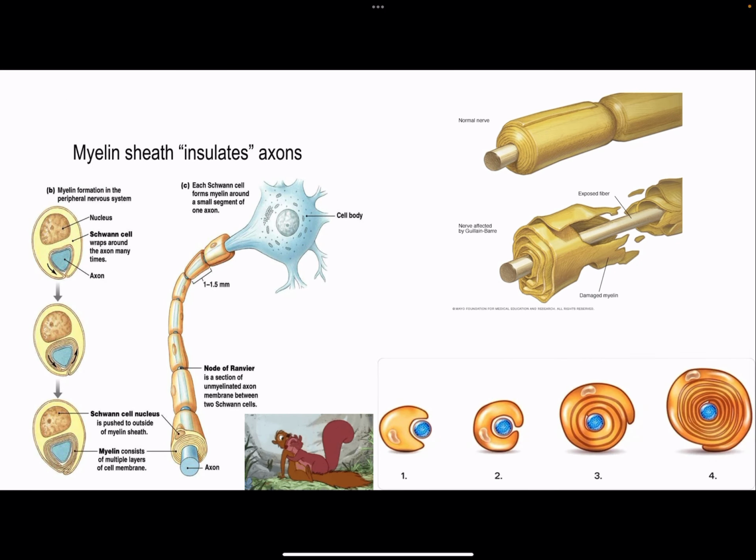In contrast, we have Schwann cells. It's just like a one-to-one. So here's my Schwann cell, here's my neuron, and it hugs it really tightly, and then it hugs it tightly more and more and more.